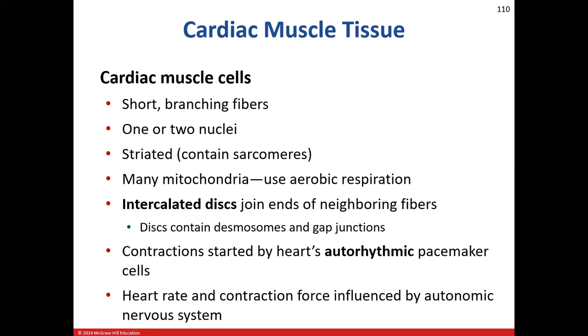The contractions are started by the heart's autorhythmic pacemaker cells, which have a self-excitatory component, but then it's also controlled by the nervous system. The heart rate and the contraction force are controlled by your autonomic nervous system, again, the part of the nervous system that you do not have control over.